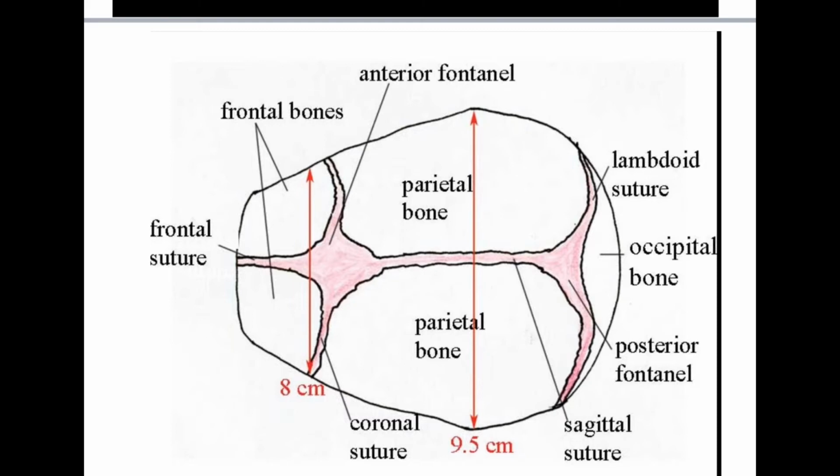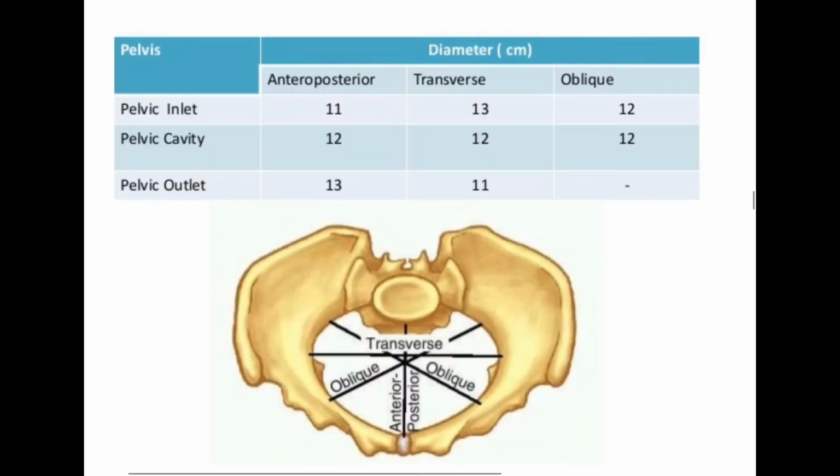Okay, so coming to the diameters of the pelvis, we need to know about the pelvic inlet, the pelvic outlet, and the cavity. The cavity is all the same, 12 centimeters, so the cavity is like a circle, and that's why the internal rotation happens in the pelvic cavity. There is nothing to resist the head rotation. So the internal rotation should happen in the cavity when all the diameters are equal, which is 12 centimeters, so it will happen smoothly without any resistance.